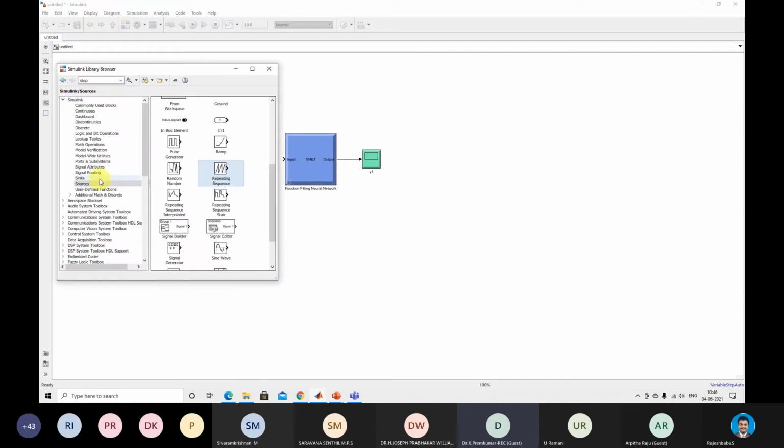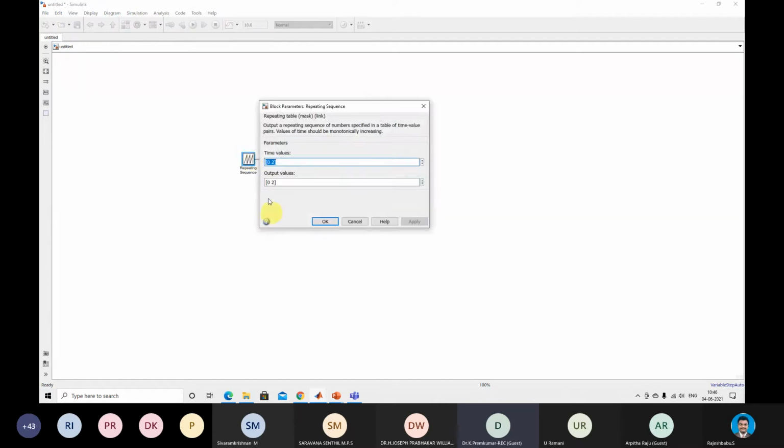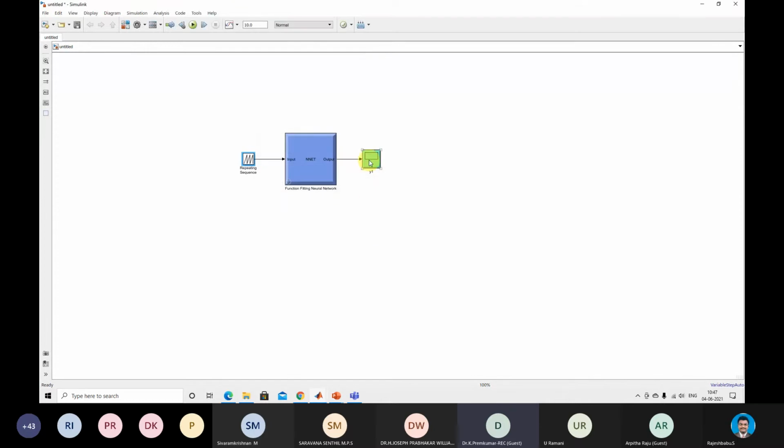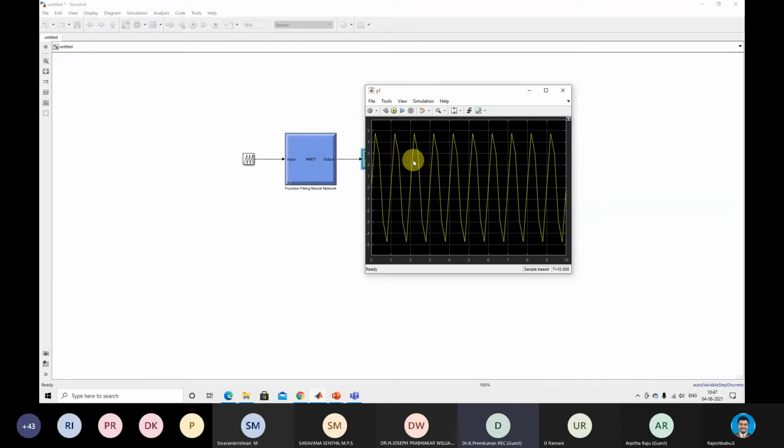So for that I'm going to take a repeating sequence. In the repeating sequence, I'm going to fix the frequency for the sinusoidal. Here you can fix the frequency equal to 1 Hz, and then the output should vary between 0 to 360 degrees. So the initial ramp will be 0 and the final value will be 360. So I'm going to vary the ramp between 0 to 360, and then I'm going to check the result of the neural network after simulation.